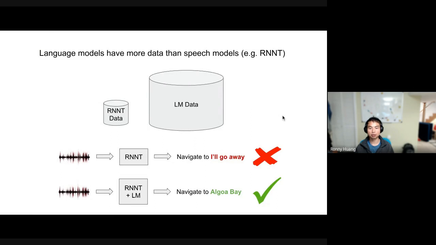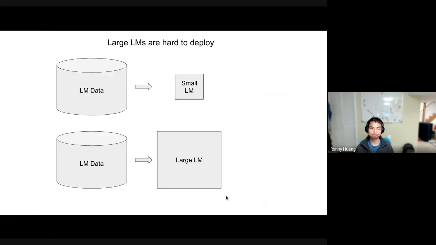Language models have a lot more data than speech models, such as the RNNT, because LMs require only unsupervised text corpora. The abundance of LM data can be used to train LMs that integrate with the RNNT to improve recognition, especially on rare words, such as "I'll go away."